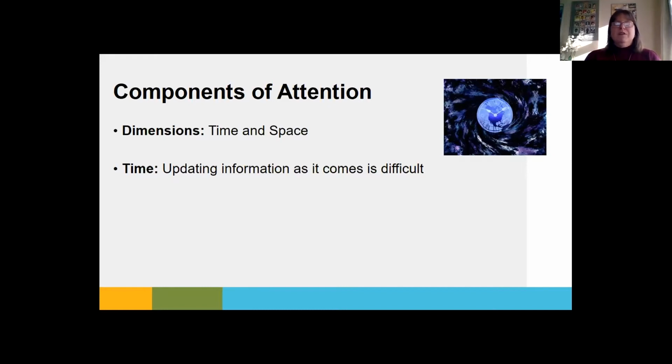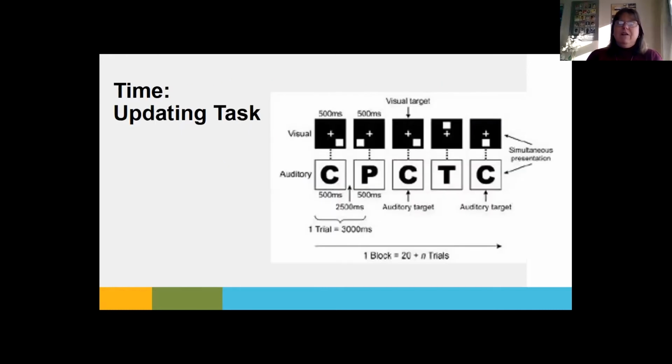Space is also important in the sense that maybe we are paying attention to particular things at any moment in time. So you might be paying attention to your screen, for example, at the moment, and something could be going on outside the window, but you're trying not to let it distract you. So time and space are very, very important. And we've developed lots of different experimental methods to help us to measure attention.